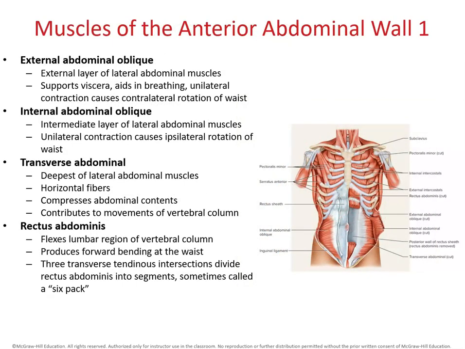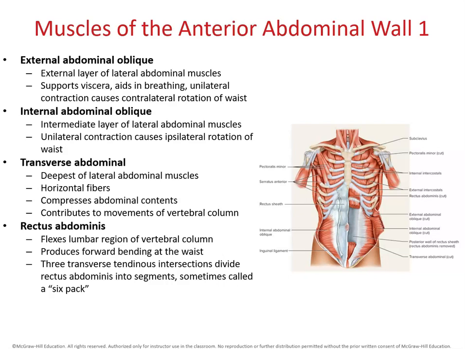Okay, so now we're going to talk about the muscles of the abdominal wall. So we have 4 major ones here. We have the external abdominal obliques. We have the internal abdominal obliques. We have the transverse abdominal and the rectus abdominal.